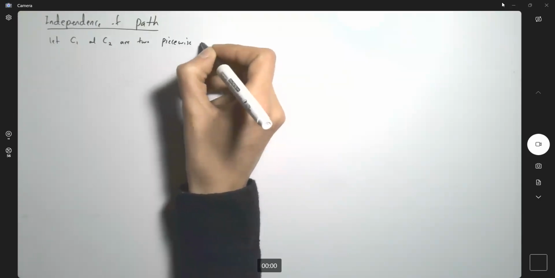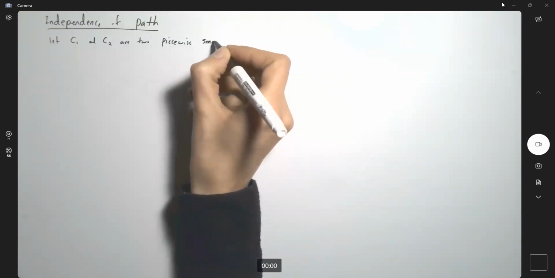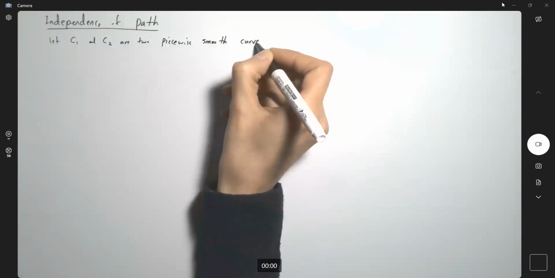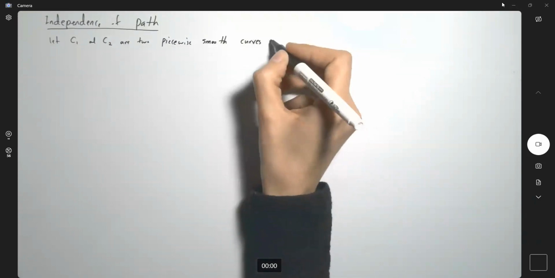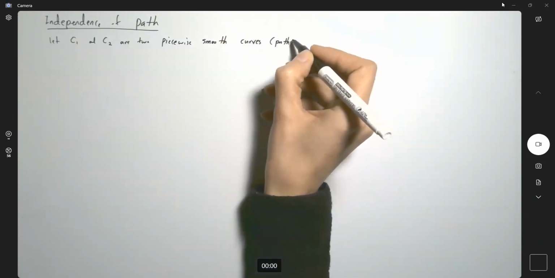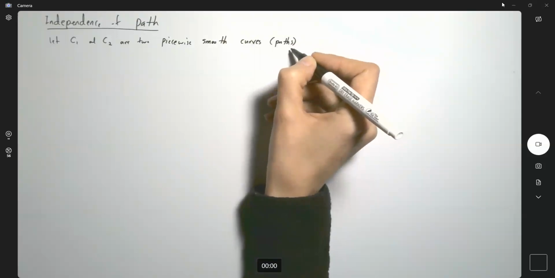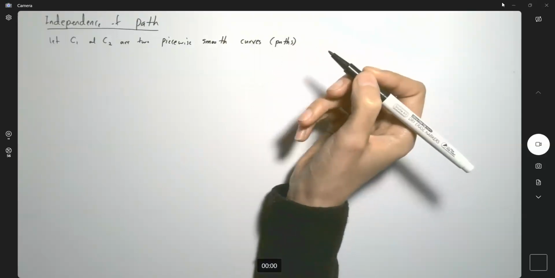Today we're going to talk about the independence of path. Suppose you have two piecewise smooth curves. Let C sub 1 and C sub 2 be two piecewise smooth curves. We call these piecewise smooth curves paths. Suppose they have the same initial and terminal points.